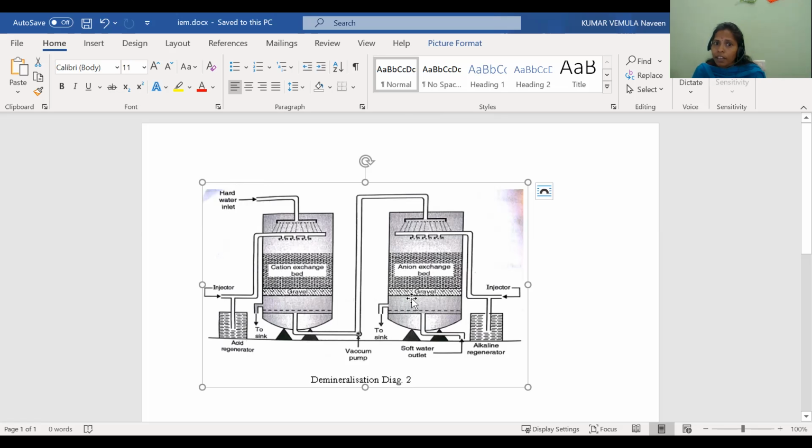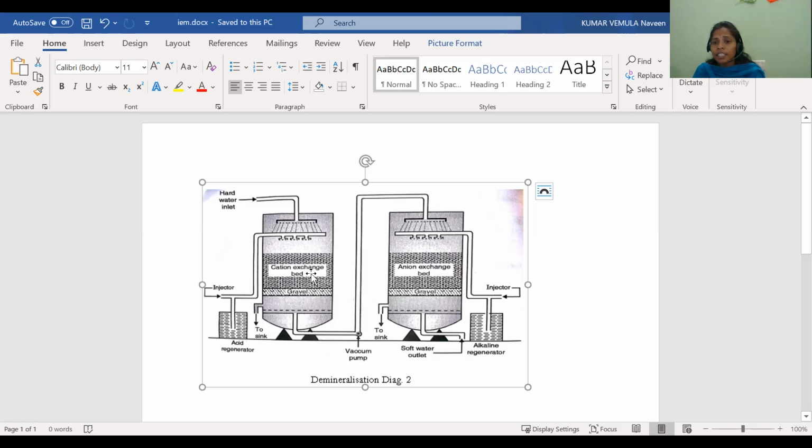Same in the case of the anion exchange resin also. After complete replacement of OH minus ions with the anions, there are no OH minus ions for replacing with new anions. So what we do here is regenerate this.